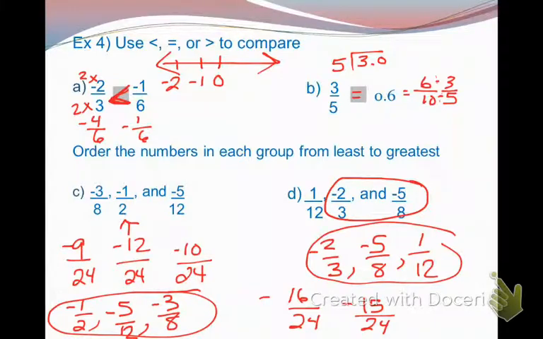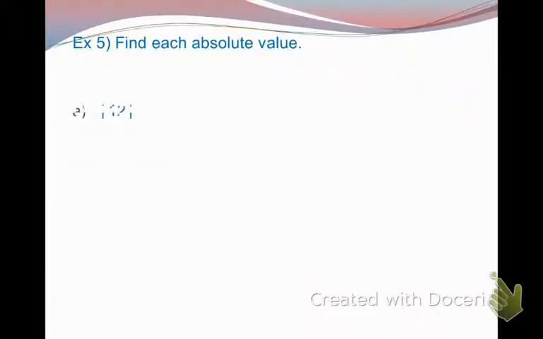All right, let's try another one. Absolute value. Now again, absolute value means how far something is from 0. So if I look at it, how far is 12 away from 0? You're going to count it. You're not counting negatives or positives, you're just counting it. So if I looked on a number line, I would see that 12 is 12 away from 0.